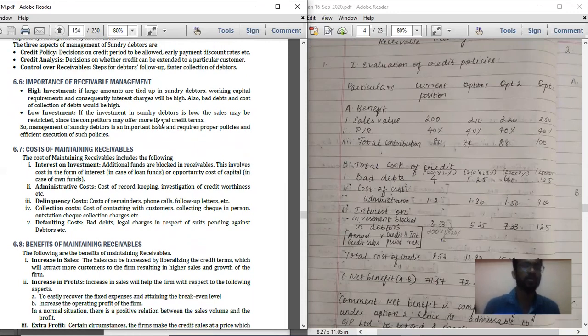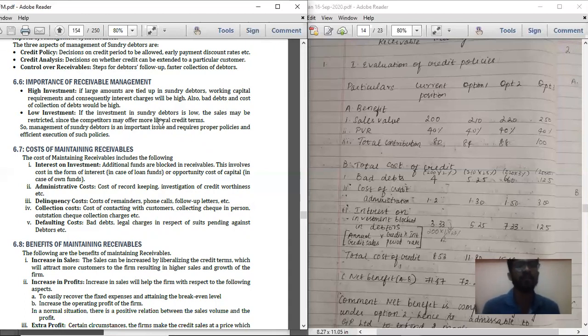And what is the importance of receivables management in high investment and low investment? Suppose a large amount is tied up in sundry debtors, then working capital requirements and consequently interest charges will be high. Say you have given three-fourths of the sales as credit sales, so there is high investment in credit sales. When there is large credit sales, your investment will get blocked in credit sales, that is working capital. So your interest charges will also be very high.